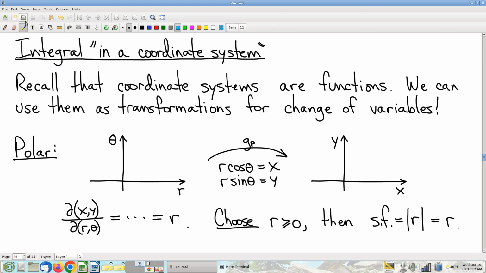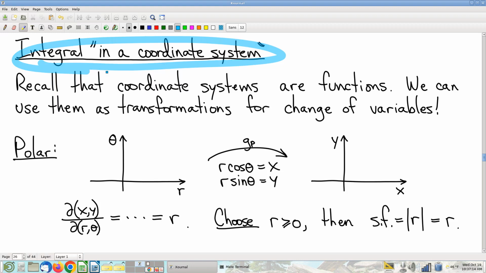A very powerful idea, doing an integral in a coordinate system. And the big point on how I want you all to think about this, what does it mean to do an integral in a coordinate system, is that you're using change of variables. It is literally a change of variables.